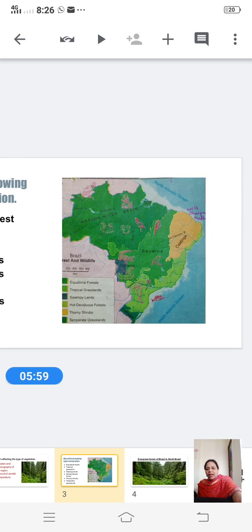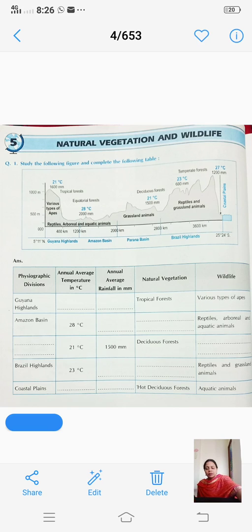But before that, I would like to give you some work as homework that you need to finish off. So this is your today's homework. Based on the diagram given above, you need to fill this table, and if you find any doubts, you can clear it in our next class.